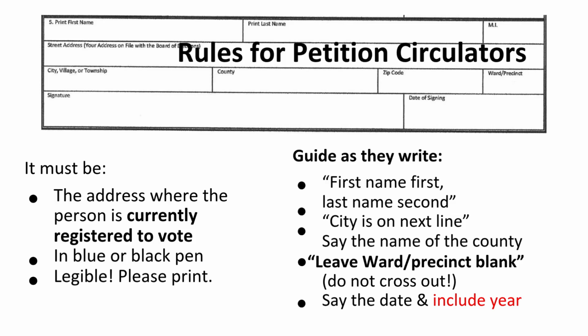So like I said earlier, guide them as they write. First name in this first box, last name in this last box. And I tell them each box that you fill out is going to ask you for one specific piece of information. That's all they want in that box. Okay. Leave ward and precinct blank. And then I say the date out loud so that way the person signing doesn't put the incorrect date in there.